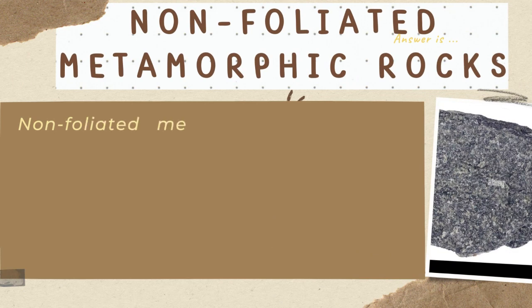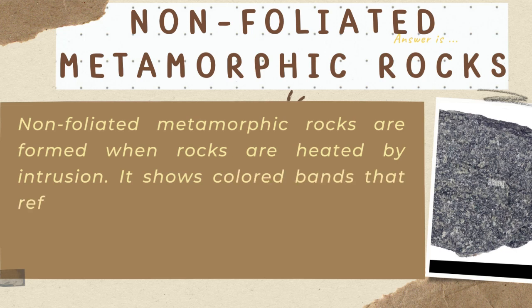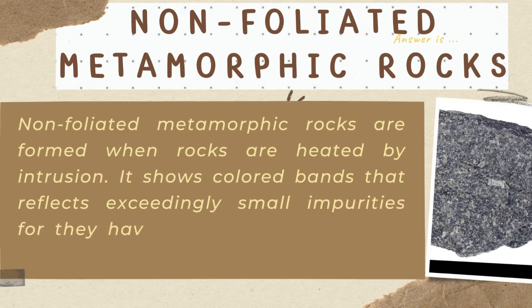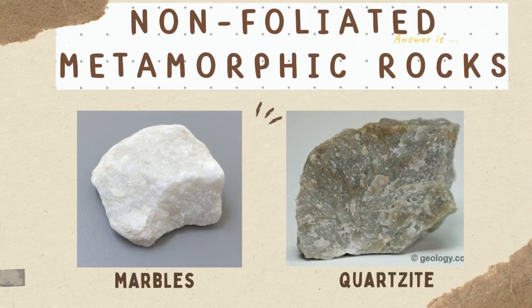Non-foliated metamorphic rocks are formed when rocks are heated by intrusion. They show colored bands that reflect exceedingly small impurities, for they have uniform texture and do not have a parallel layered appearance. They are better identified by their composition. Examples of these are marble, which Romblon is abundant with, and quartzite, which Barangay Langogan is rich with.